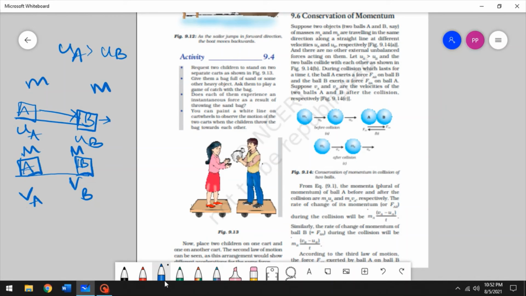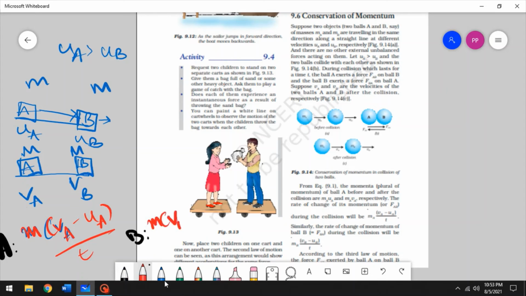So what will be the momentum of A and B before collision? And the change in the momentum of A and B after collision, what will that be? For A, it would be m times v of A minus u of A, divided by t, and for B, it would be m times v of B minus u of B, divided by t.